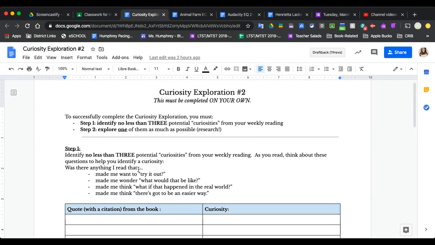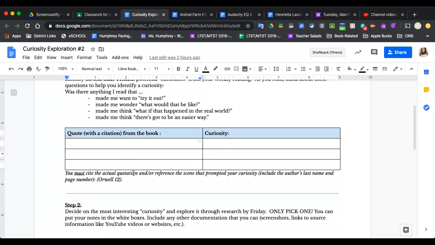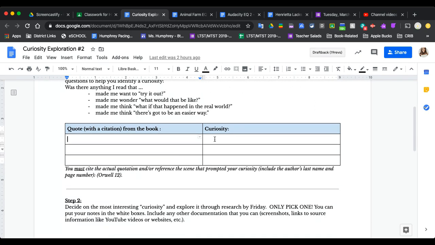So the curiosity exploration is the same as last week. As you're reading, hopefully you'll be curious about something. You will make a note of that curiosity to the right. You will make a note of what quotation from the book inspired you to have this question. Remember that your curiosity should not be something that is specific to the text. It should not be something like, I wonder if Clara is going to make it to Ellis Island alive all in one piece as she travels from Russia.